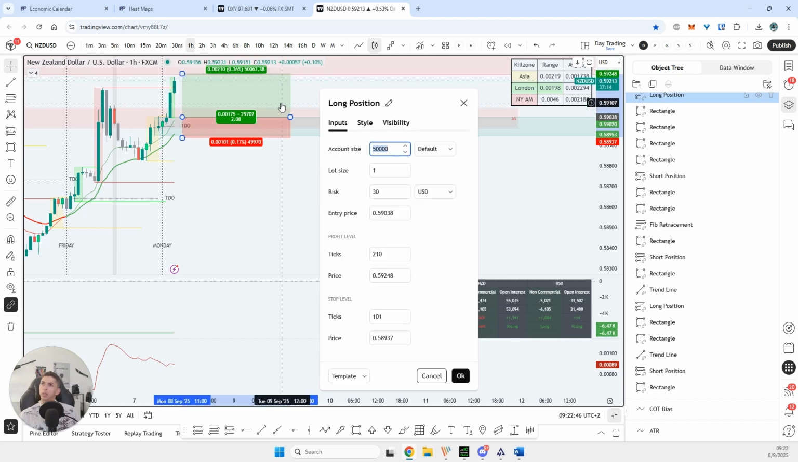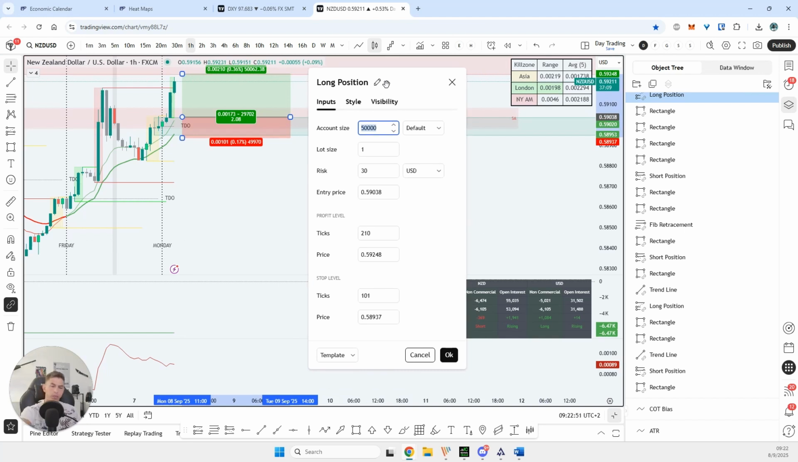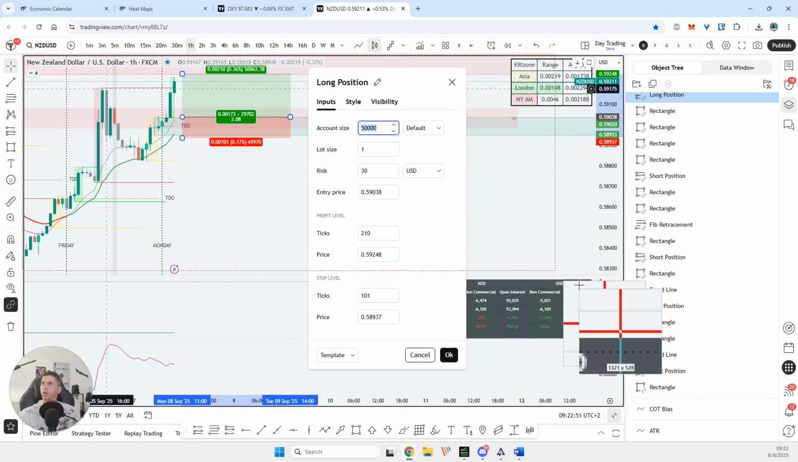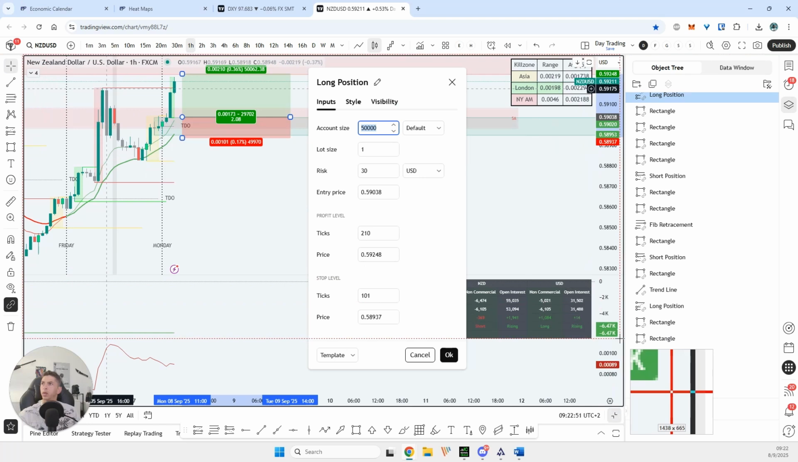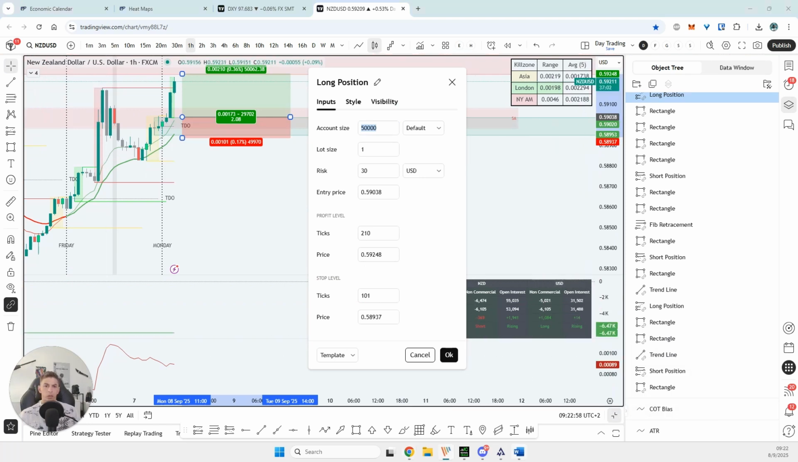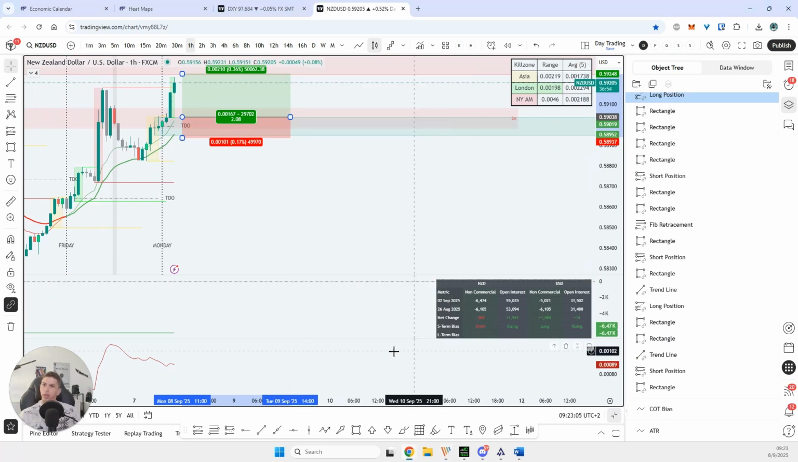This one I like it, to be honest. So let's get this position right here. This one is a good position to start the week. I like it. I think let's go over the fundamentals after this.